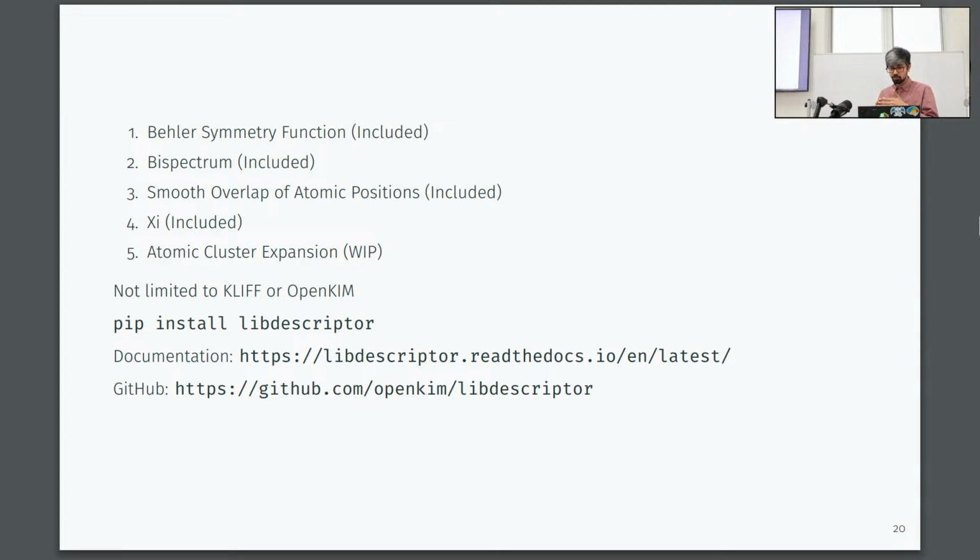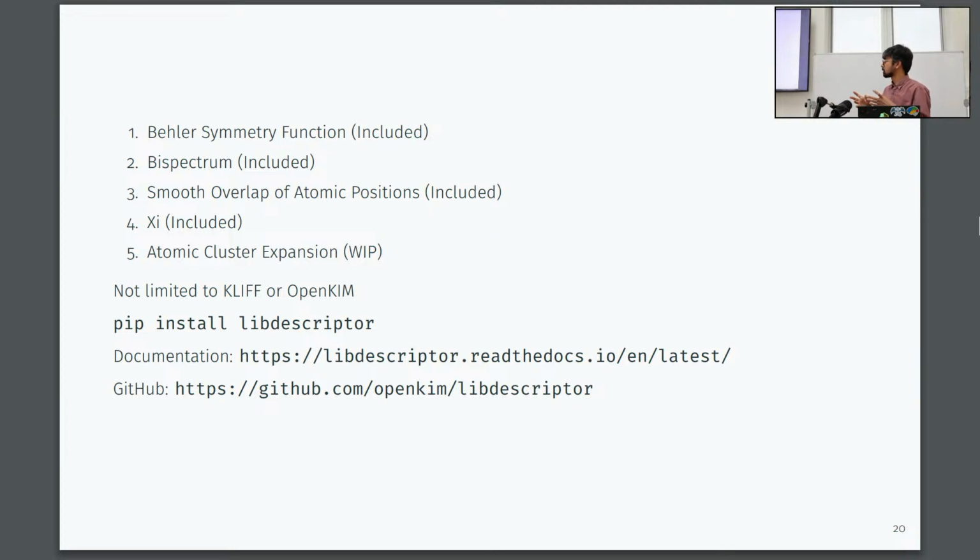So to summarize what we currently have: we have four different descriptors implemented. We have Behler symmetry functions, bispectrum, smooth overlap of atomic positions, which is the most popular one that most people use, and a descriptor called chi, which is something internal to Lawrence Livermore lab. They just wanted it there. Currently, I'm working on the most advanced version of it, which is called atomic cluster expansion, which is also one of the most powerful ones.